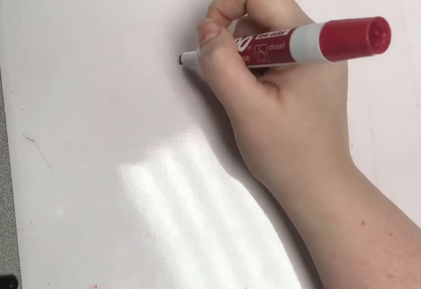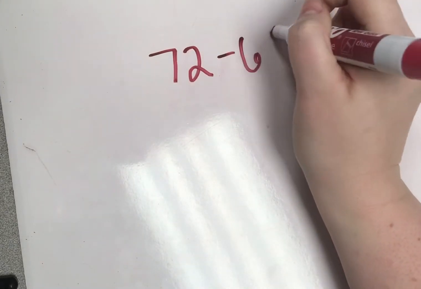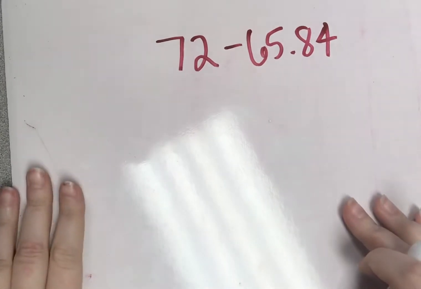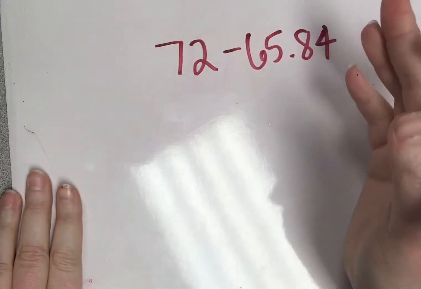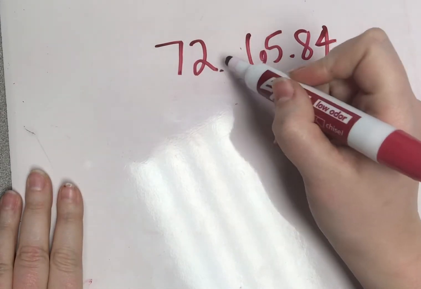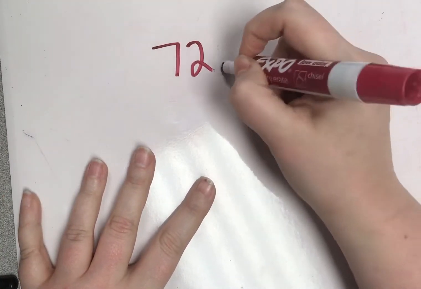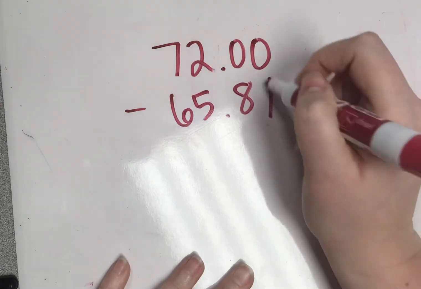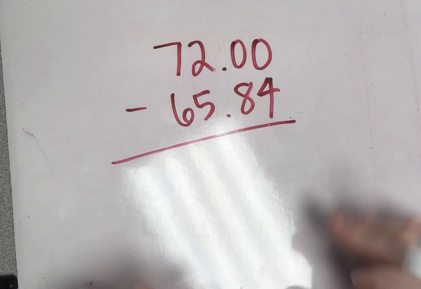Okay, so the first thing we need to do is find the difference. So remember, a difference is the answer to a subtraction problem. We have 72 minus 65 and 84 hundredths. We talked about this a lot earlier this week: remember you have to line up your decimals. But if there's no decimal, where is the decimal hiding? At the end, right? So when we write it down, we write 72.00 minus 65 and 84 hundredths. So yours needs to be lined up like this. If it's not, you need to write it again.